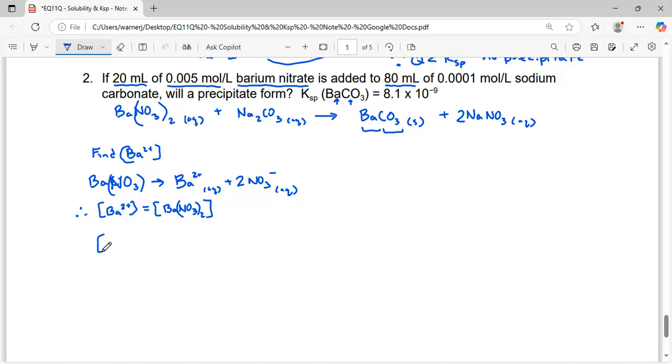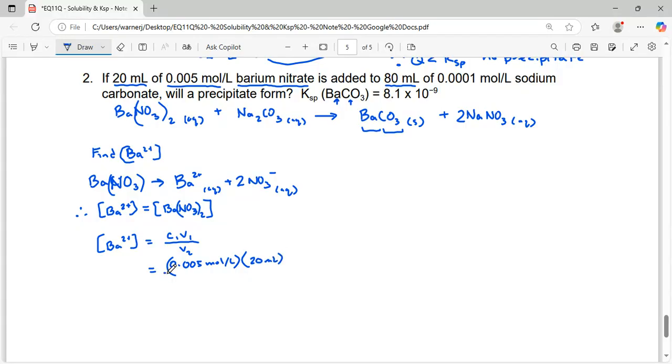So to find the barium ion concentration, I'm going to do a little bit of a dilution. Remember, C1V1 equals C2V2, where C2 is the concentration of barium ions. So I'm going to take my 0.005 moles per liter concentration, multiply that by the volume that was used, which was 20 mL.